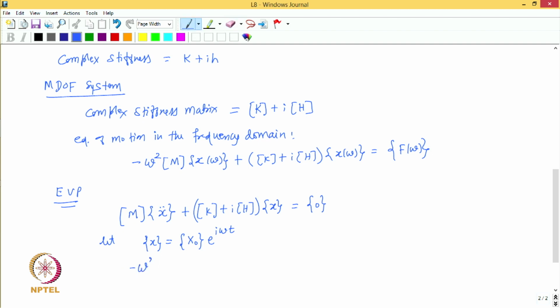minus omega square m x naught plus k plus i h x naught, multiplied by e to the power i omega t. Okay. So, in this equation, for an arbitrary value of t, e to the power i omega t cannot be 0, and hence the only way this equation can be satisfied is when the term in the bracket is 0. So, let us write that on the next page.